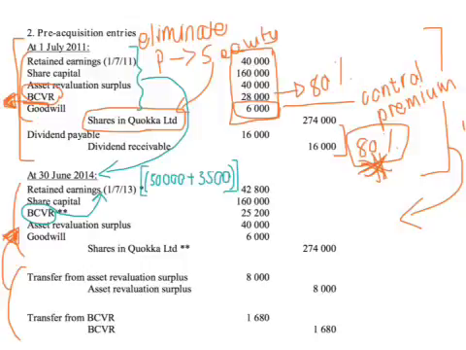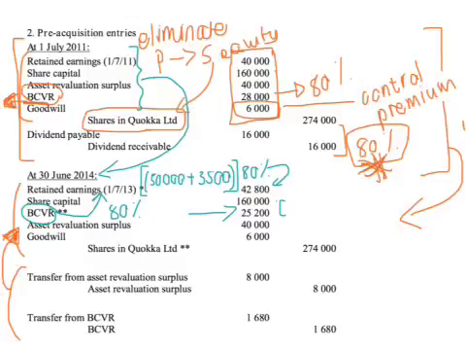And because we only work with the parent portion in this journal entry, we calculate 80% of that balance to get to the 42,800. Share capital stays the same, so it's 80% of the 200,000. The BCVR has been adjusted for the inventory that has been sold, and we calculate 80% of that value to get to the 25,200.